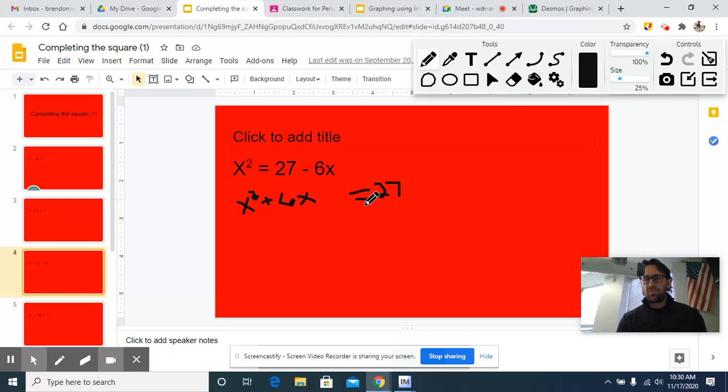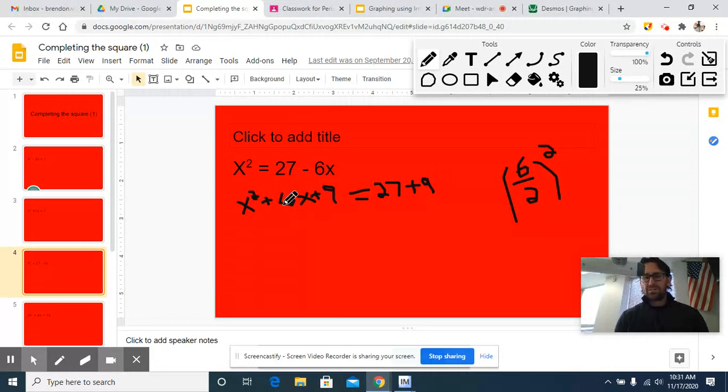You're going to want to keep a little space in between the 6x and the equal sign because we're going to do that b over 2 squared. So that's 6. We're going to do 6 over 2 squared. So that's 3 squared, which is 9. So that's plus 9. And what we do to one side, we're going to do the other. So that's plus 9.